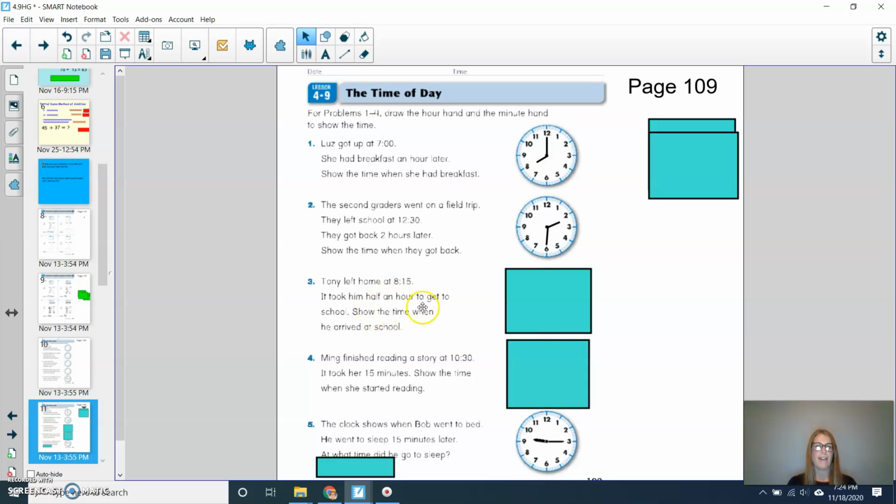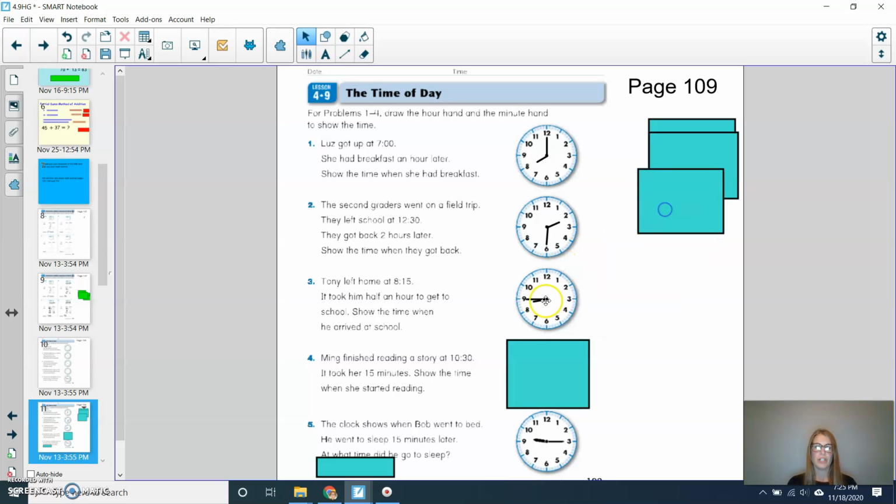For question 3, Tony left home at 8:15. It took him half an hour to get to school. Show the time when he arrived at school. So looking at my clock, you should have had 8:45, because if I started at 8:15 and I add 30 more minutes, 15 plus 30 would get us to 45.